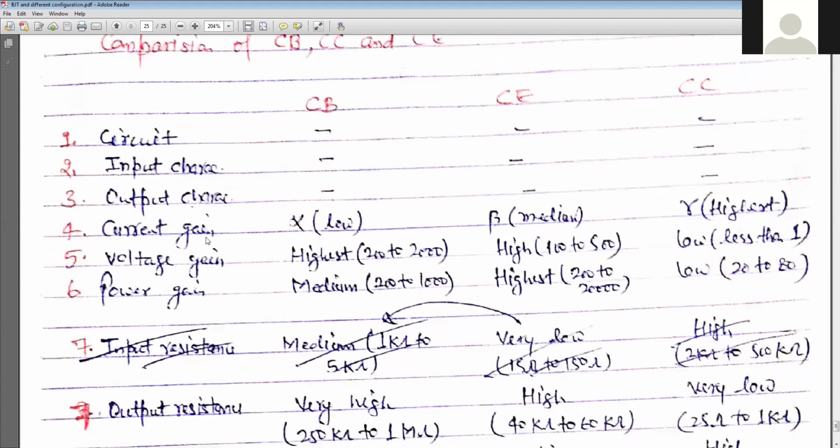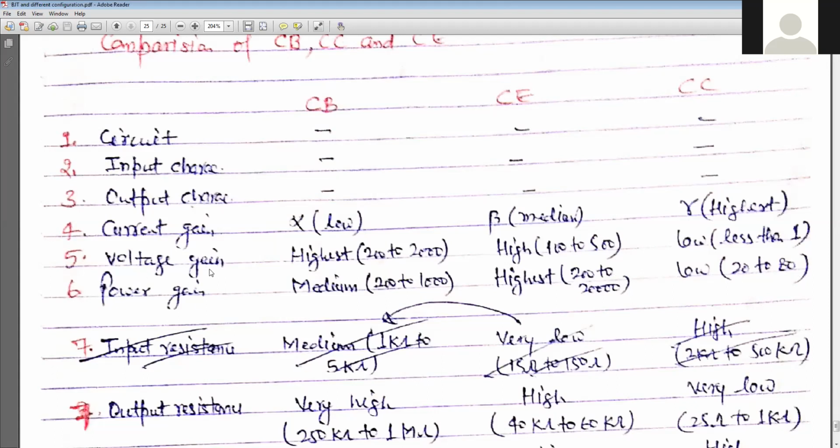Now go to current gain again. In common base, it is alpha, that is very low because the value is 0.95 to 0.98, not even 1. In common emitter, it is beta, that is a medium value, going up to around 150, and you know the relation between alpha and beta. And the common collector is gamma; you know the relation between gamma and beta. Beta plus 1 was gamma, so that's the highest value.